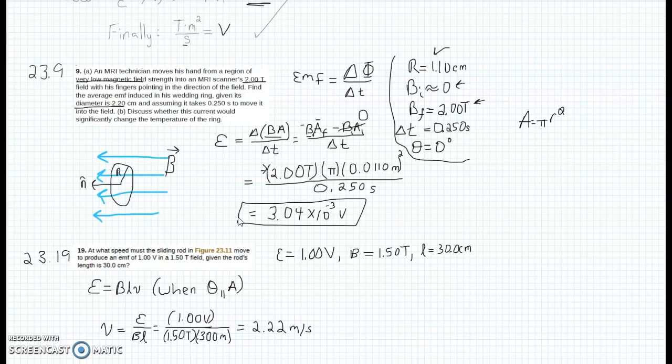Now, this particular question also says, now discuss whether this current would significantly change the temperature of the ring, right? So as the ring gets put into the magnetic field, it has a current induced in it based on its own internal resistance and the potential, right? The induced EMF. And so the question is, is this going to be enough to significantly change the temperature of the ring?